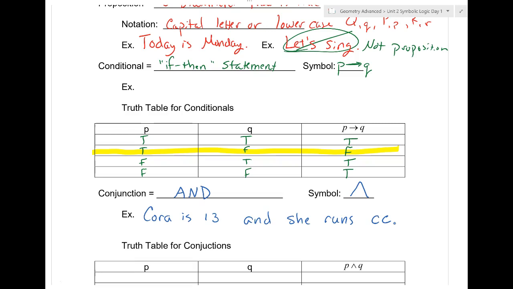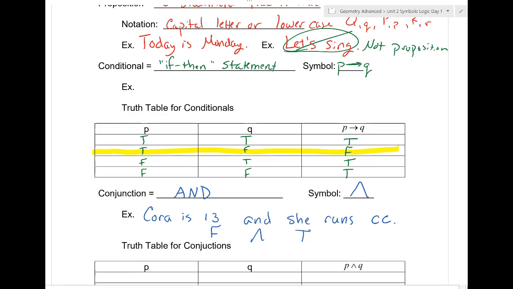Here's my question. The first proposition here, Cora is 13. Cora, are you 13? She was false. And she runs cross country, which is true. Now, here's my thing. How valid would that be? Is that a true or false statement? False and true. False. It says she has to be both.